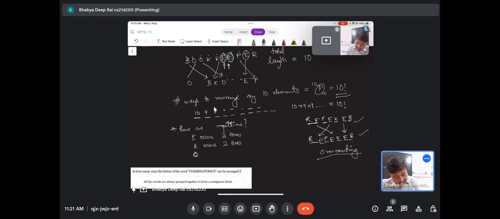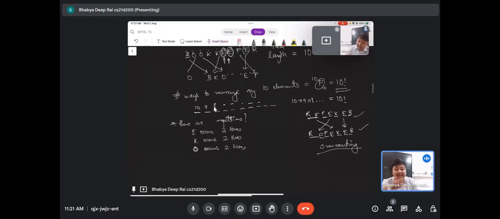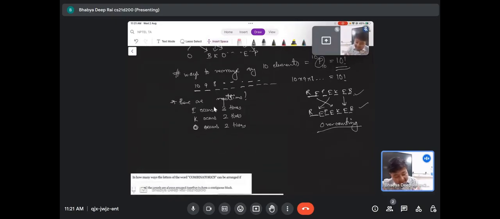O occurs 2 times. Then what do we do? We divide by their factorial. Okay, so the answer equals 10 factorial divided by 3 factorial times 2 factorial times 2 factorial. This is for E, this is for K, this is for O.